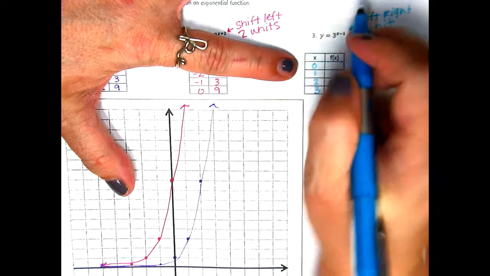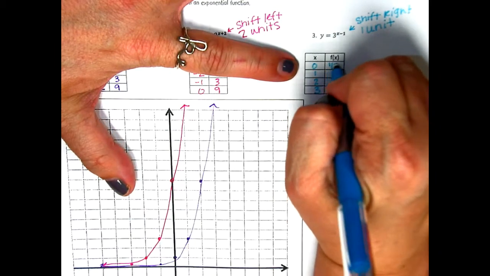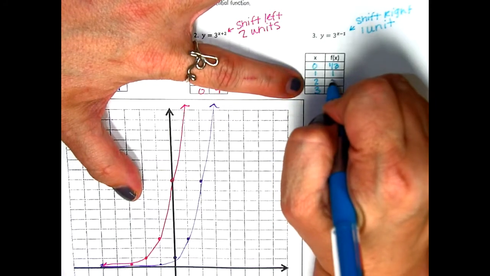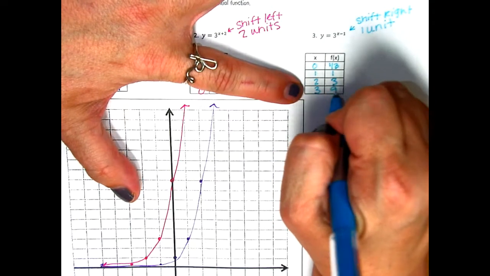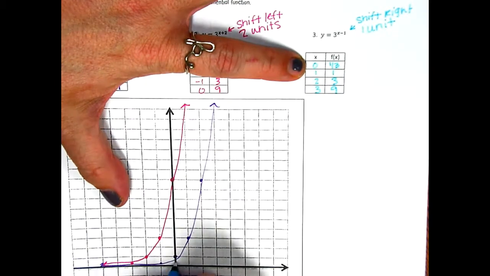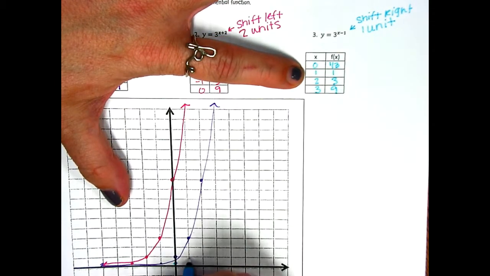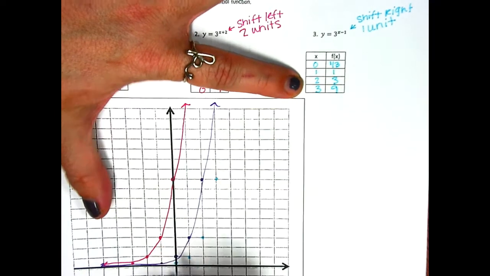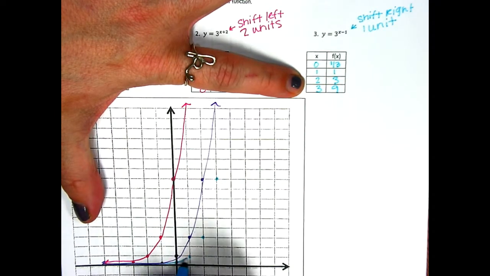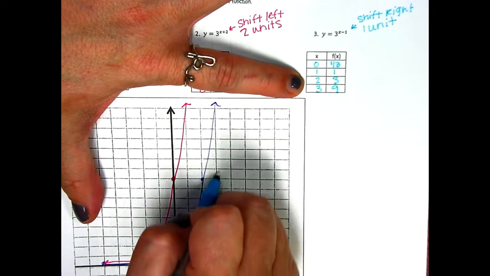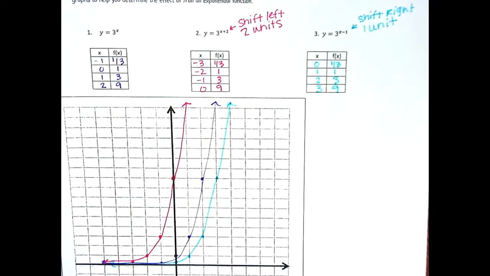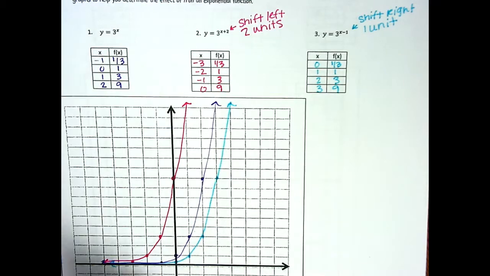So if I plug a 0 in for x, I'm going to get 1/3. If I plug 1 in, I get 1. If I put 2, I get 3, and 3 will give me 9. So I have 0, 1/3, 1, 1, 2, 3, and 3, 9. Okay, and you can see, again, all of my points shifted to the right 1 unit.